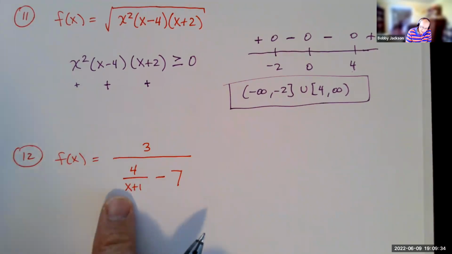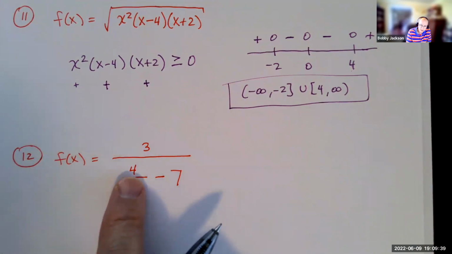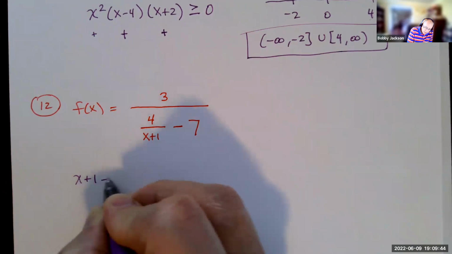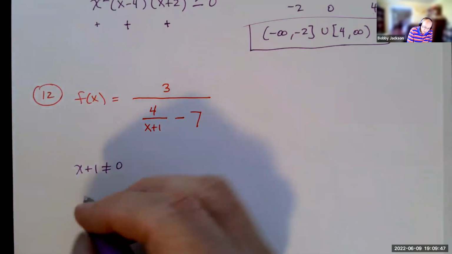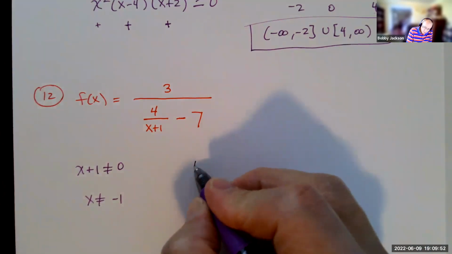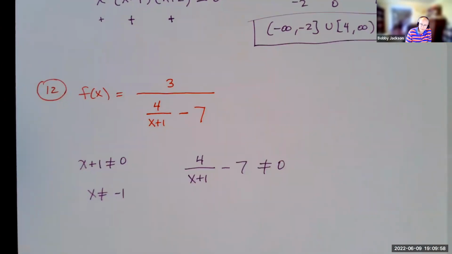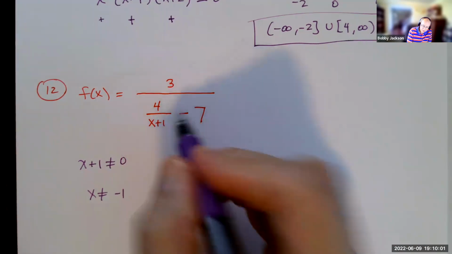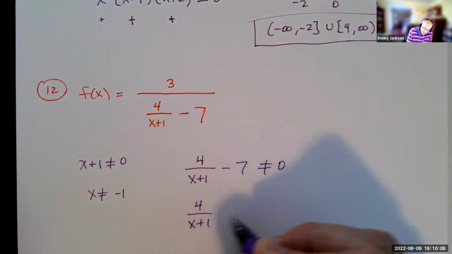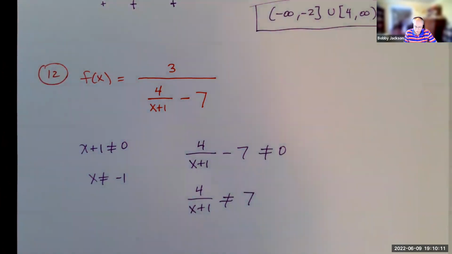Last one, again, I've got a big fraction and a smaller fraction. Let's look at the smaller fraction first because I'm dividing 4 by x plus 1. So I know x plus 1 cannot be equal to 0, because I have division by 0, which means x cannot be equal to -1. Also, 4 divided by x plus 1 minus 7 cannot be 0, right? Because we're dividing 3 by this whole thing, and that would be undefined. Well, that means that 4 divided by x plus 1 cannot equal 7. Otherwise, that difference would be 0.